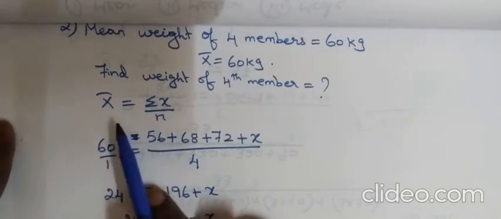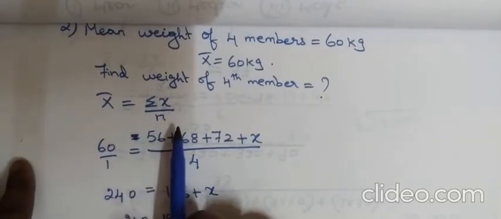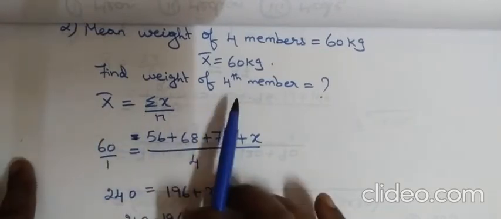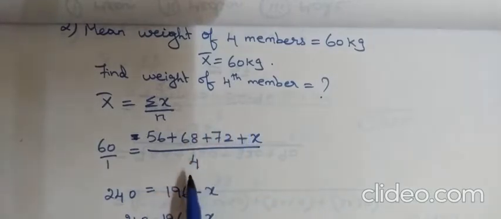So here goes the formula. X bar is equal to summation x by n. Here n is nothing but 4, the weight of 4 members. So 4.